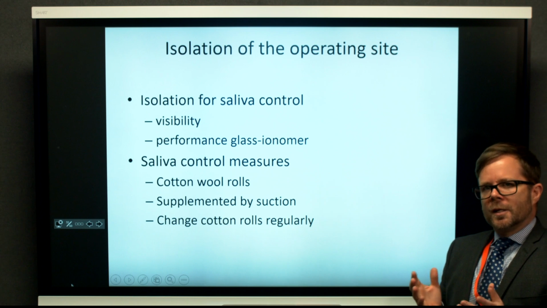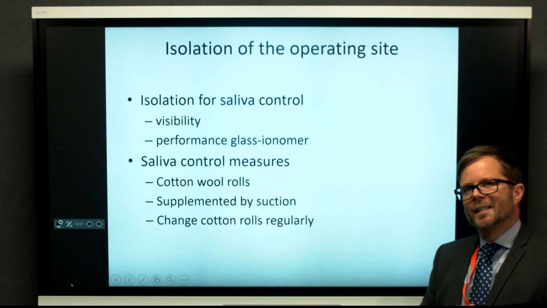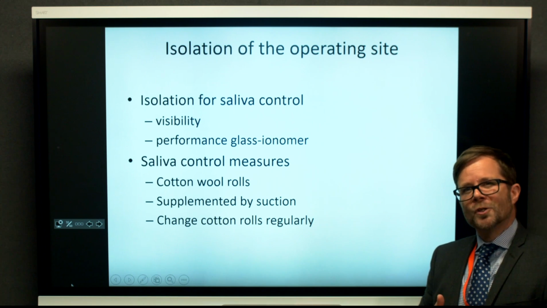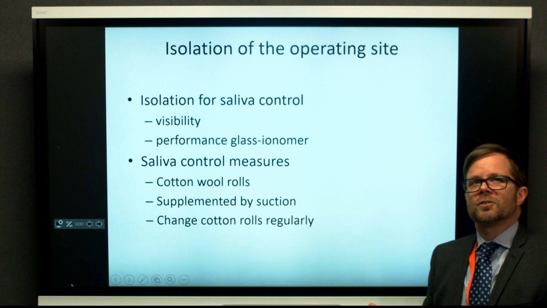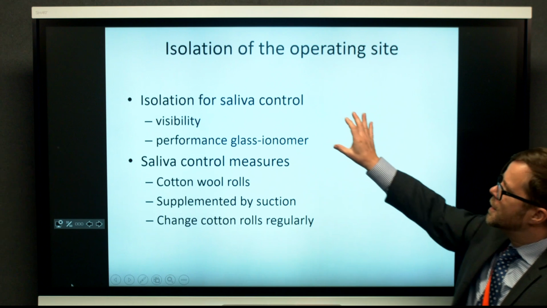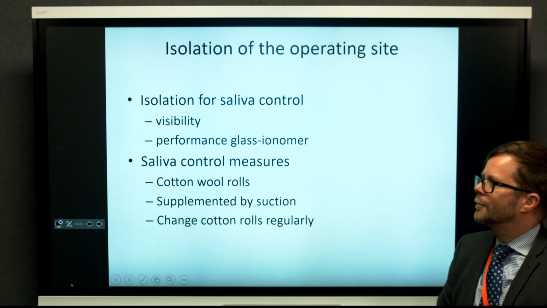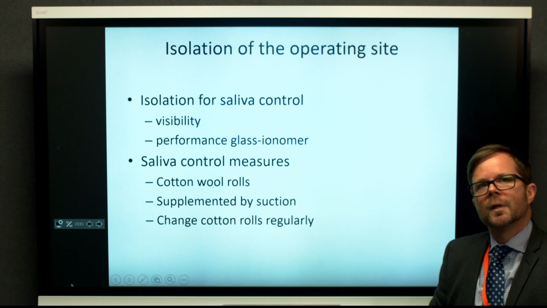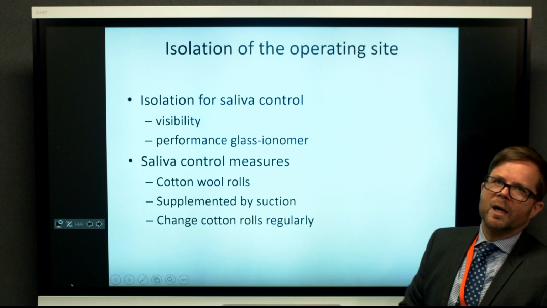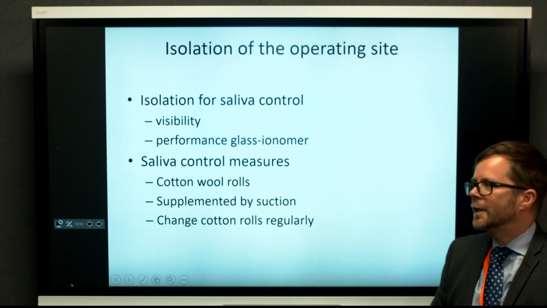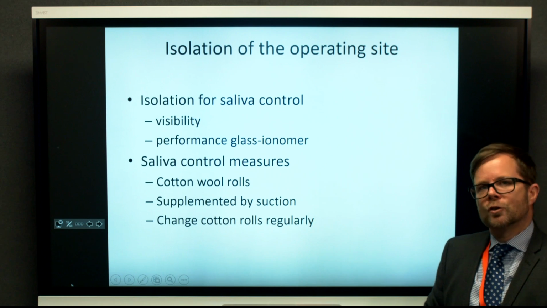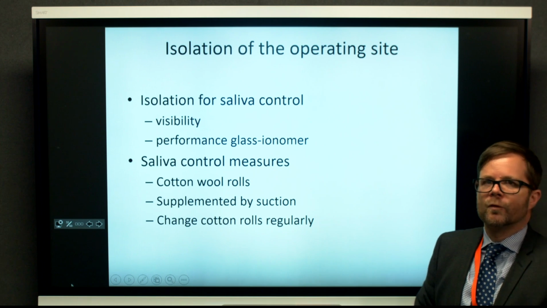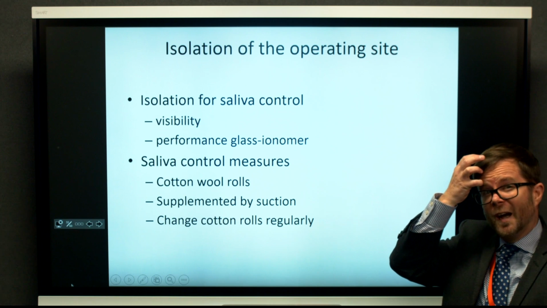Now, as I have mentioned, GIC actually likes a little bit of moisture, but not too much. So we're not doing underwater or subaqua dentistry here. So there needs to be isolation for saliva control, but it also helps you to be able to see into the cavity. And a tiny bit of moisture is desirable, but too much will actually interfere with the performance of the glass ionomer cement. It will fail.